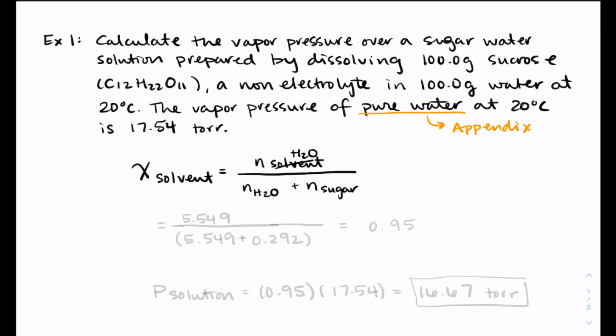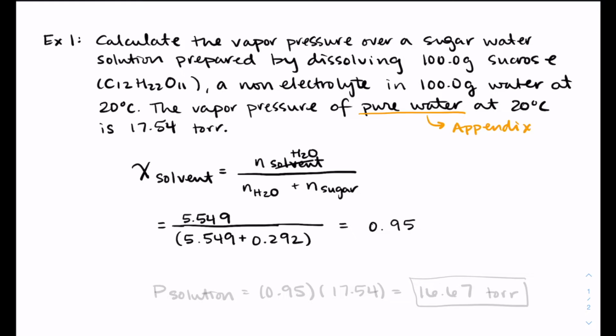It's not a lot of sugar dissolved in 100 grams of water, so it's like 100 mils of water. It's still mostly water. It's still 95% water based on our mole fraction calculation. So the vapor pressure over the solution is 0.95 times the 17.54, which was the pure vapor pressure. So the vapor pressure over the solution goes down as you dissolve more things in it.